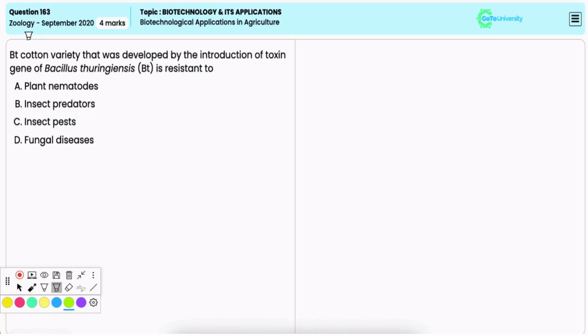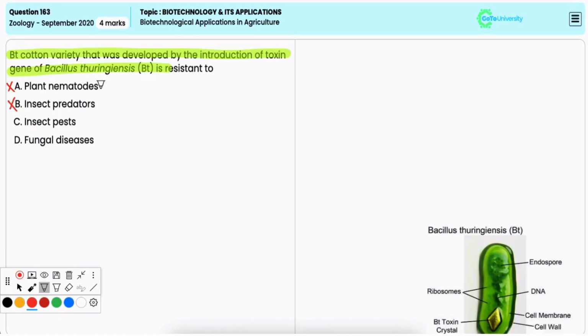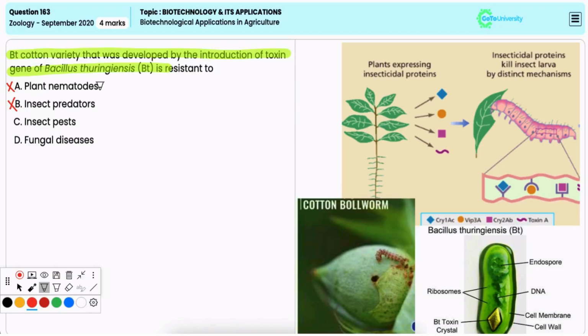BT cotton variety that was developed by the introduction of toxin gene of Bacillus thuringiensis is resistant to. Option A, plant nematodes. This is incorrect. BT cotton is not resistant to plant nematodes. Option B, insect predators. This is also incorrect. BT cotton specifically targets certain insect pests and not insect predators.